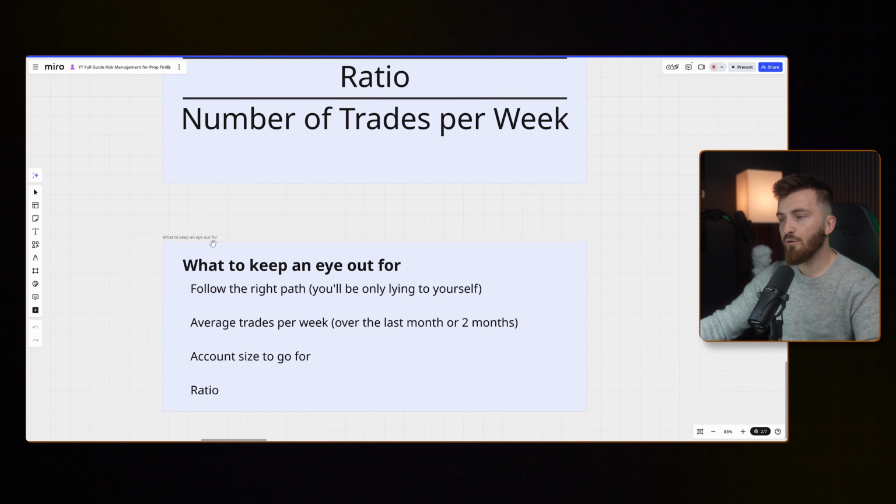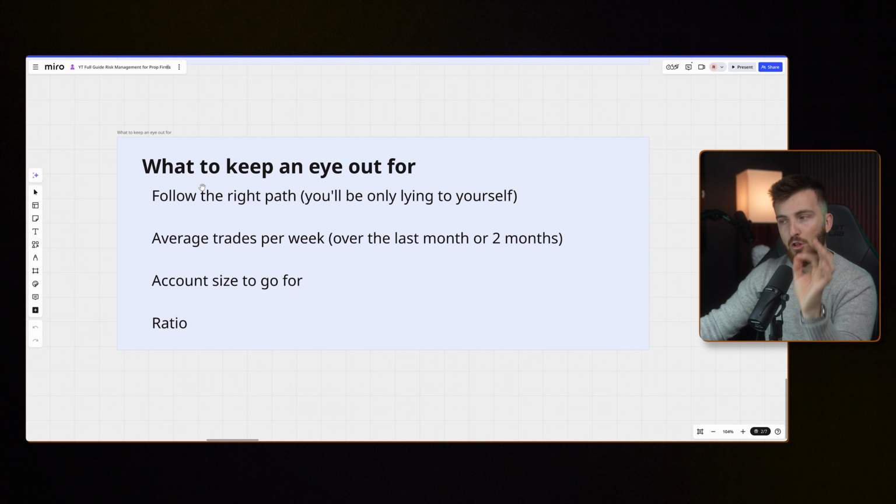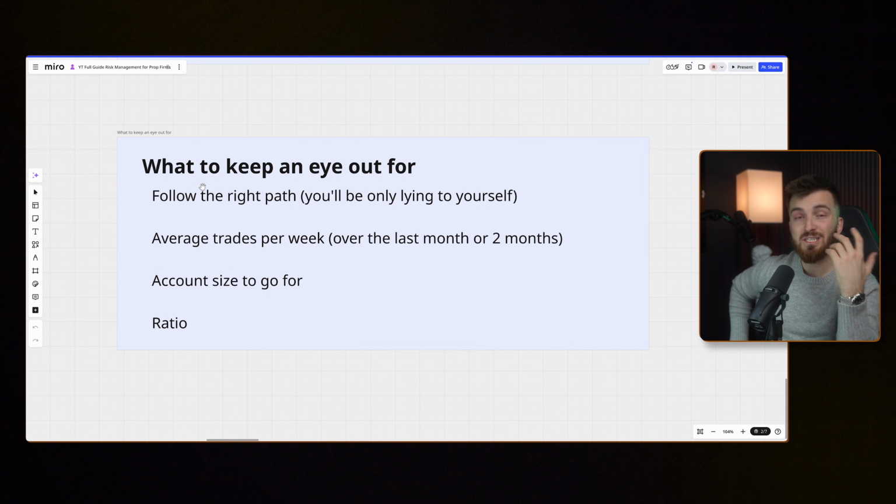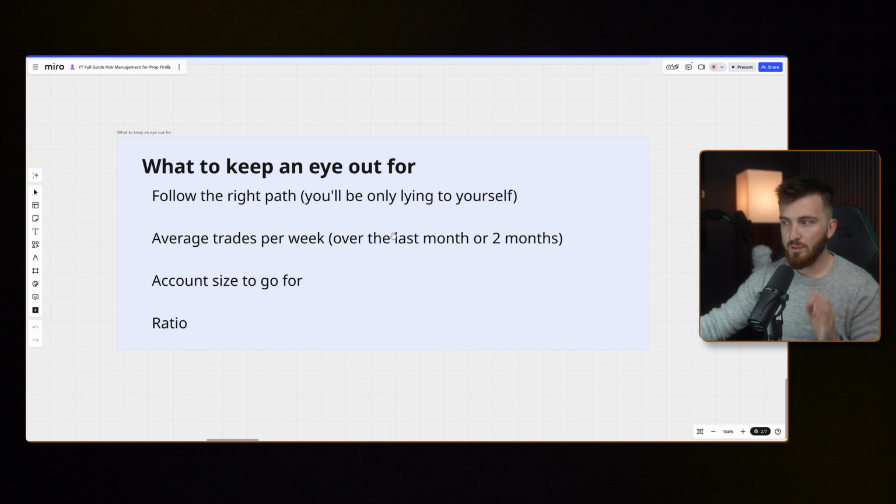Now, one of the things for you to keep an eye out for is to follow the right path. If you are not following the right path, then very likely you are just lying to yourself. No one is seeing how much you are risking. Only you are seeing, only your bank account is being affected by the risk that you are putting on these challenges, by you failing the challenges, by you passing the challenges. So be very careful with what you go for, because it's taken me a long time to put this together, and I don't want you to fail and go broke because of prop firms. So follow the right path. You'll only be lying to yourself.